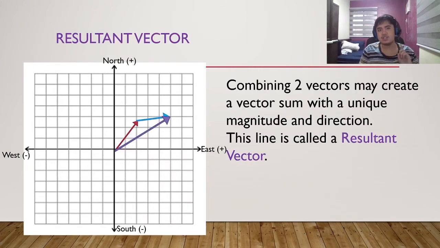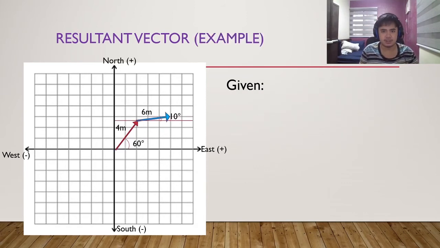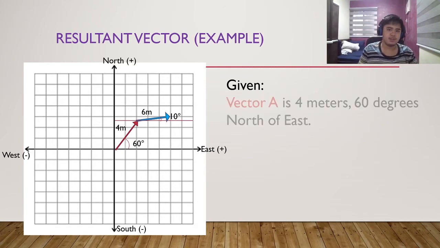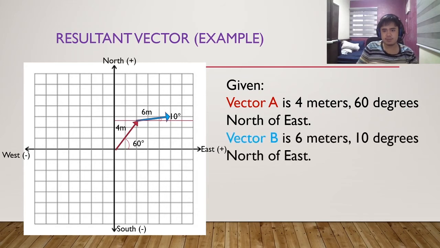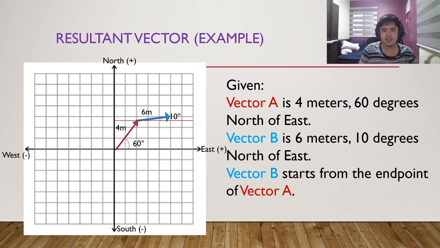Now, that's just one vector. How about two vectors? It creates a unique vector with the new magnitude that isn't from either vector, and this line we call a resultant vector. Now, this is an example of a resultant vector. What are we given? Given vector A, which is in red, 4 meters, 60 degrees north of east, and vector B is 6 meters, 10 degrees north of east, and vector B starts from the endpoint of vector A.